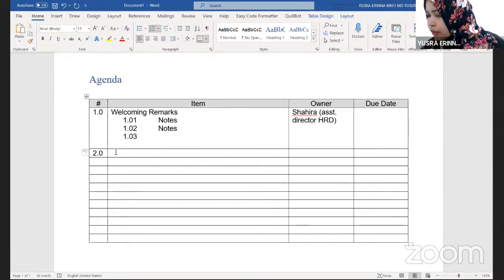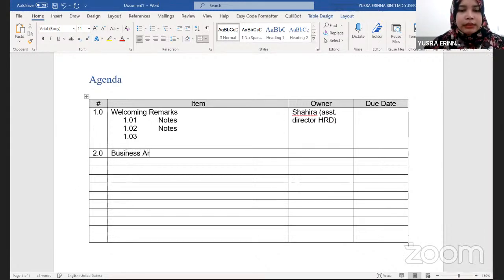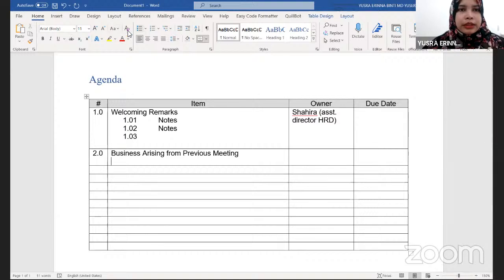Number 2. Okay, number 2, business arising from previous meetings. Okay, from previous meeting. Okay. So you can just put any notes or anything that has been discussed during the meeting.